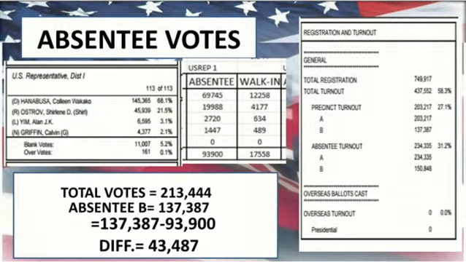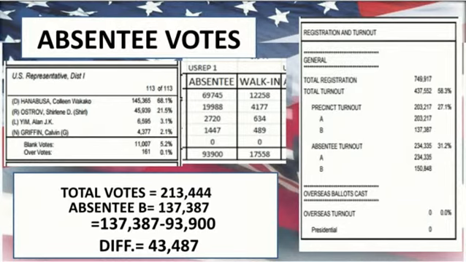Now, that is a big, huge difference of 43,487 in the absentee votes based on what is presented here. They're saying 137,000 absentee votes, okay? But I only counted 93,000. That's a difference of 43,000.